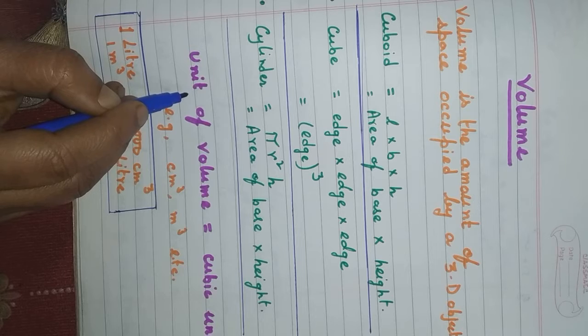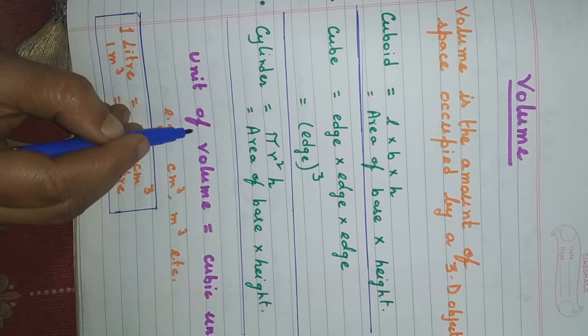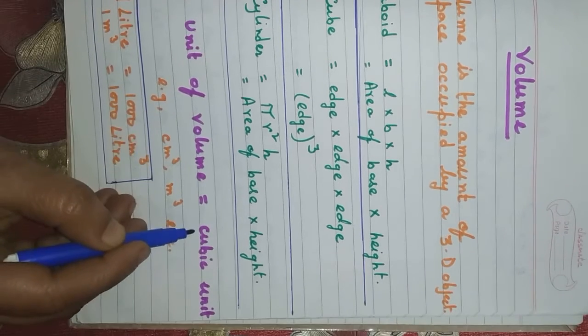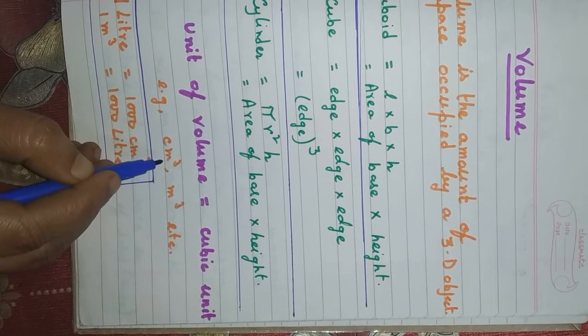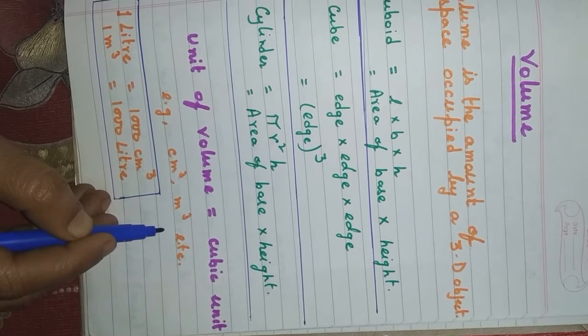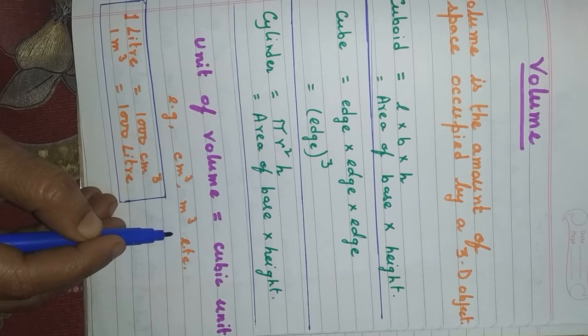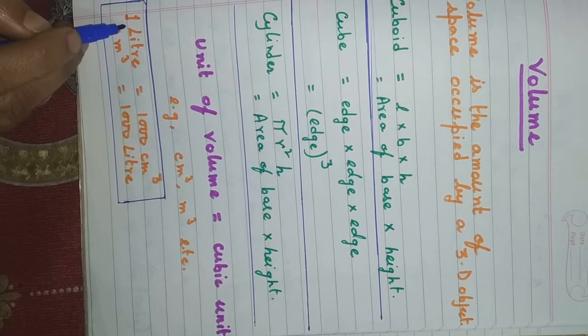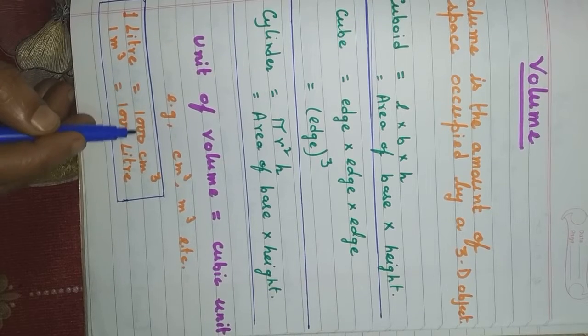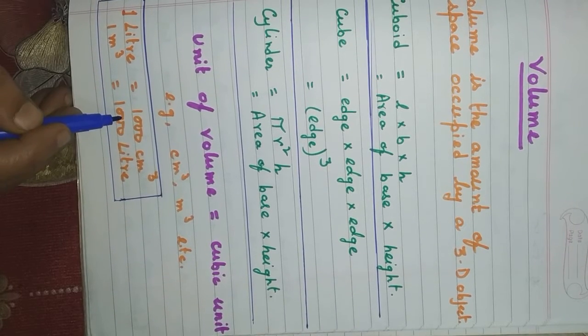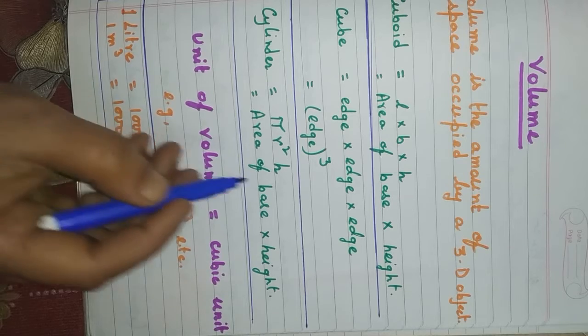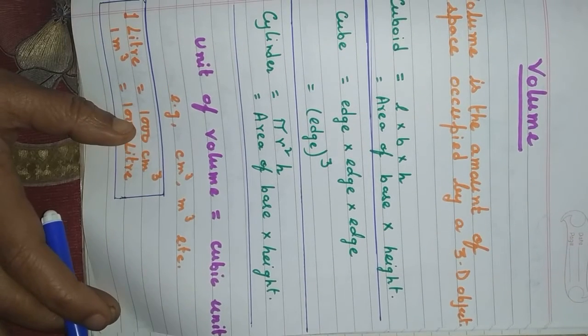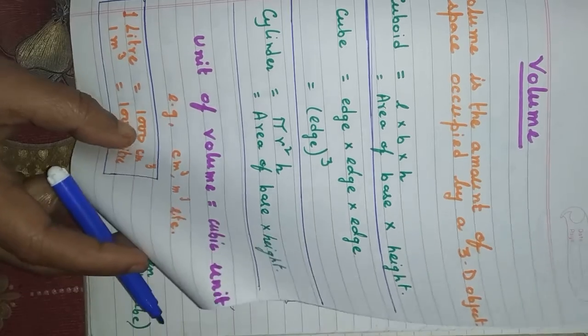When we write the answer, remember the unit of volume is cubic unit. For example, centimeter cube, meter cube, etc. Another important unit of volume is liter, not liter cube, only liter. And there is a relation between liter and centimeter cube, and liter and meter cube. You should remember these two relations. The relations are 1 liter is equal to 1000 centimeter cube and 1 meter cube is equal to 1000 liter. Now with the help of these three formulas, we are going to solve some questions of exercise 9.3.